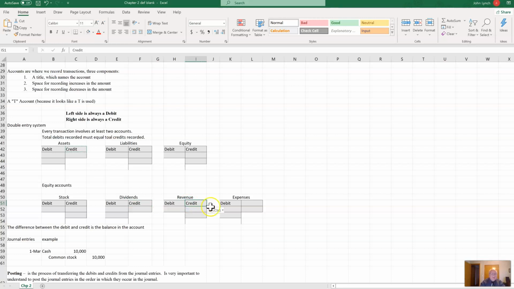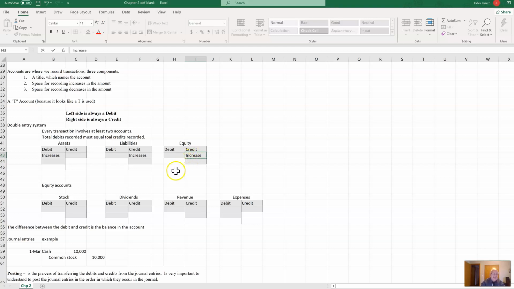And now don't think of these as increases and decreases yet, because it depends on what kind of account it is. Okay. Now, if it's an asset account, the left-hand side increases an asset. The right-hand side, which is the credit, increases a liability, and the same thing for equity.